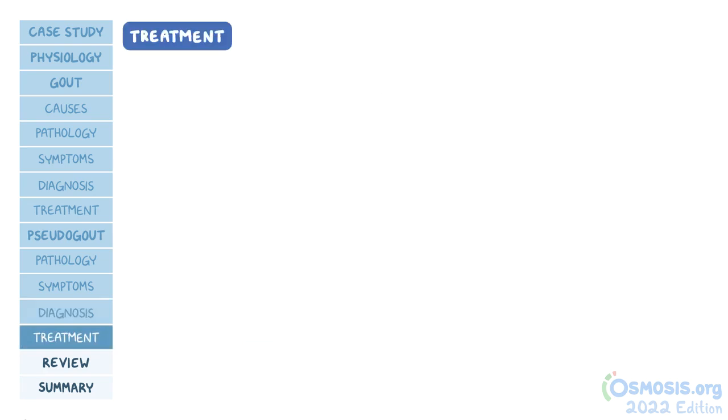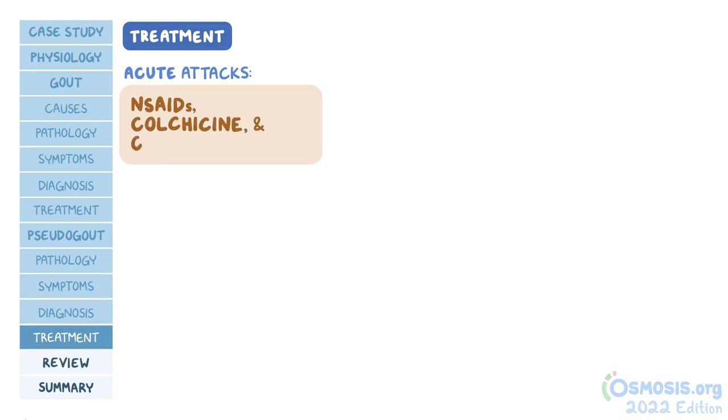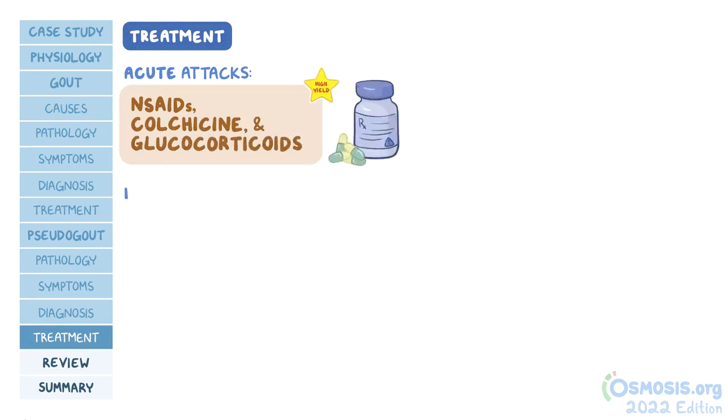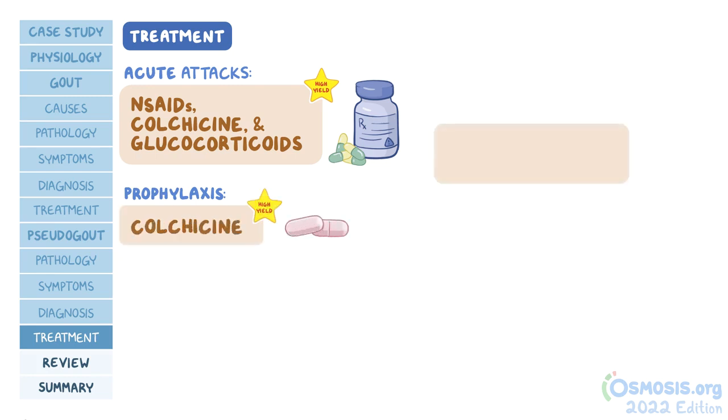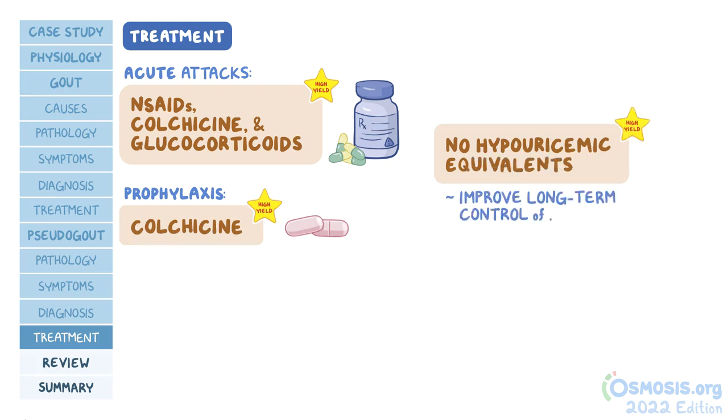Regarding treatment, acute attacks can be managed with NSAIDs, colchicine, and glucocorticoids. Prophylaxis is done with colchicine. Unlike gout, however, there are no hypouricemic equivalents to improve the long-term control of acute attacks or to prevent or reverse CPPD disease.